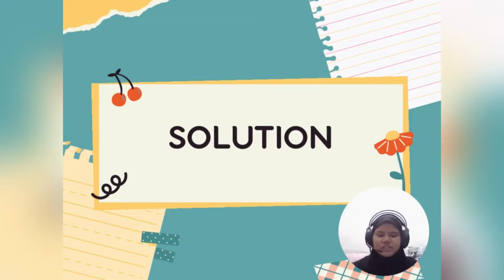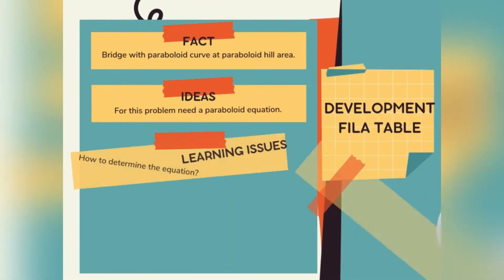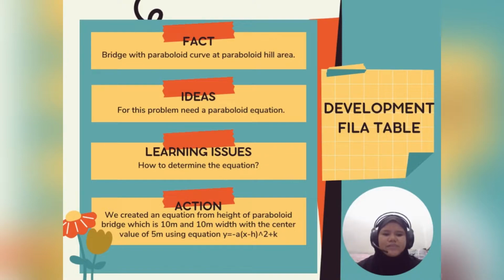I will continue the presentation for the solution. For the solution, the first thing is to develop the FILA table. The first fact is bridge with parabolic curve at parabolic hill area. From this fact, we can find the idea for this problem is to need a parabolic equation. The learning issue that we can learn from this idea is how to determine the equation. The action that we can take from this idea is we create an equation from height of parabolic bridge, which is 10 meter and 10 meter width with the center value of 5 meter using equation y equal to negative a x minus h to the power of 2 plus k.